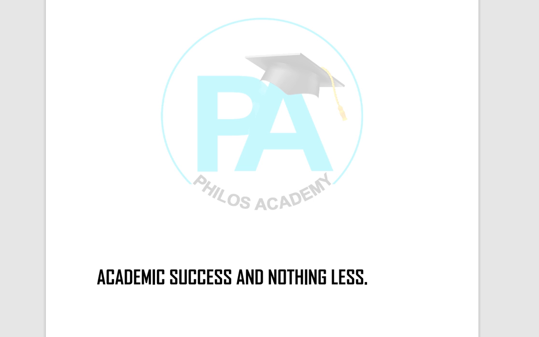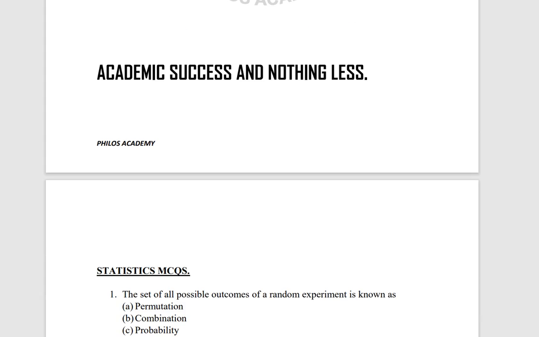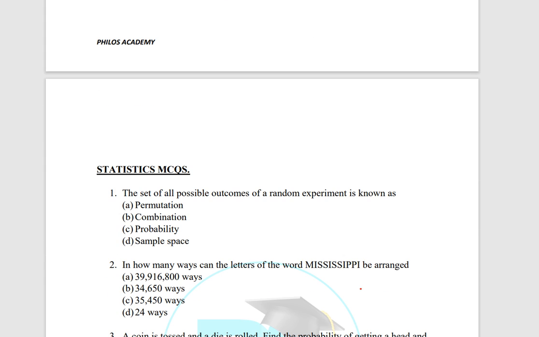Okay, so let's proceed. Question number 1. Question 1 says the set of all possible outcomes of a random experiment is known as A, permutation, B, combination, C, probability, and D, sample space. Whenever you see this kind of question, don't waste time before you provide your answer. The answer is D, okay, sample space.